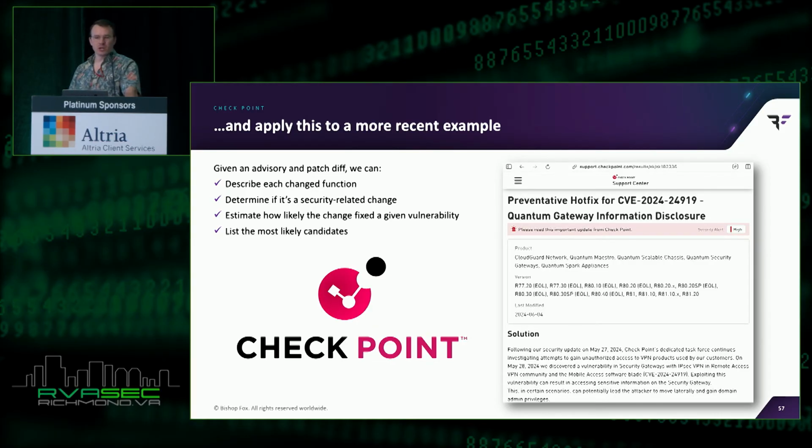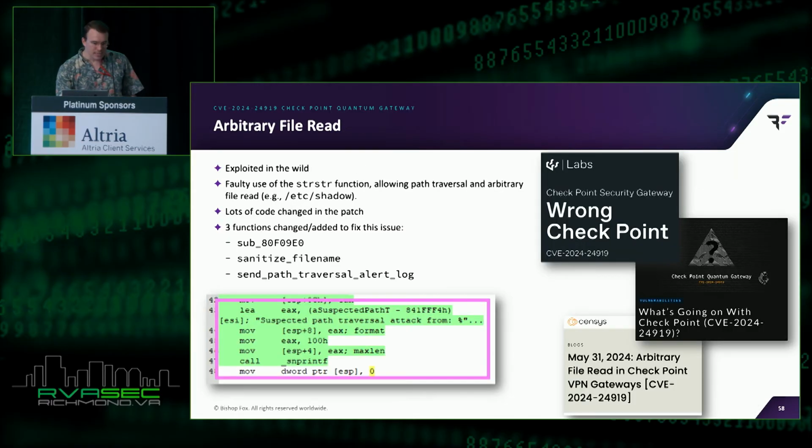Now, just to be clear, we're not going to disclose anything new here. There's been plenty of analysis already, very quickly by some other third parties, about this vulnerability, but we're going to look at it from an automated perspective. Could we have located the fixed function automatically? And just a quick overview on this, it's an arbitrary file read coming from the faulty use of the string. This is one of those you weren't really ever supposed to say out loud.